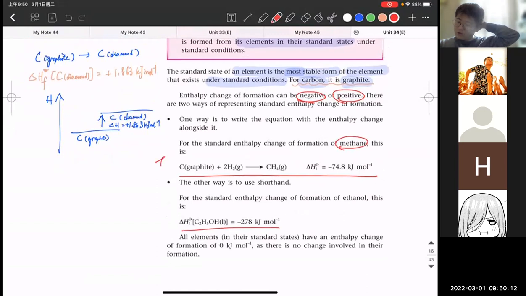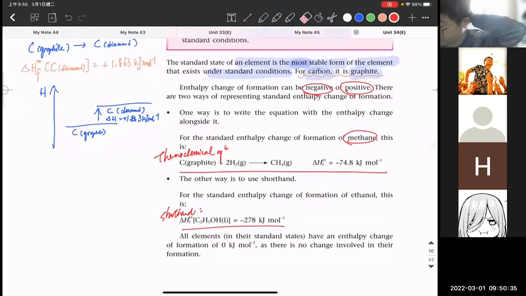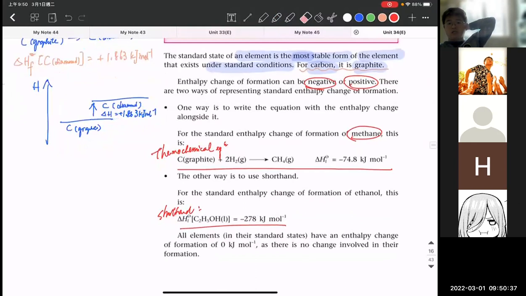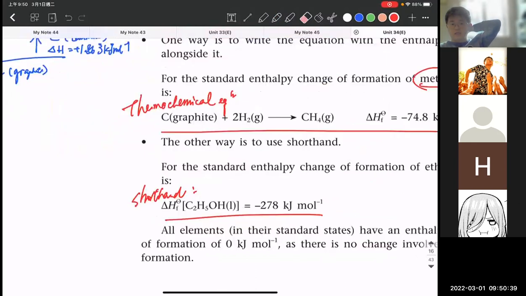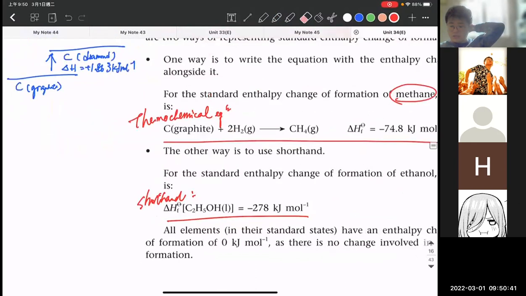Remember, whenever you write down a thermochemical equation, you need to show the equation as well as the delta H value together. If you use the shorthand method, you need not show the equation. Instead, you write down delta H with the standard state in the middle bracket. So what is the hidden message? If you write down this, can you write down the equation?